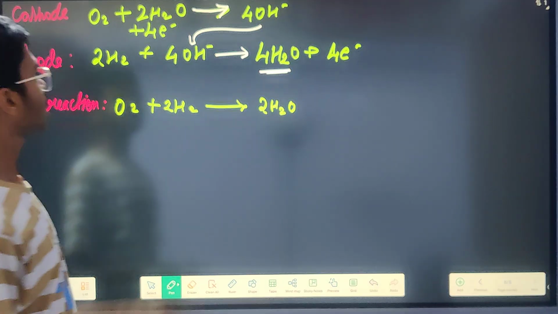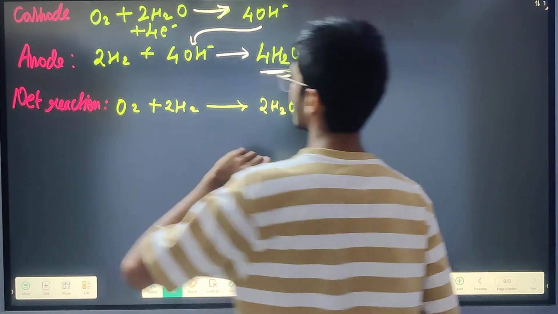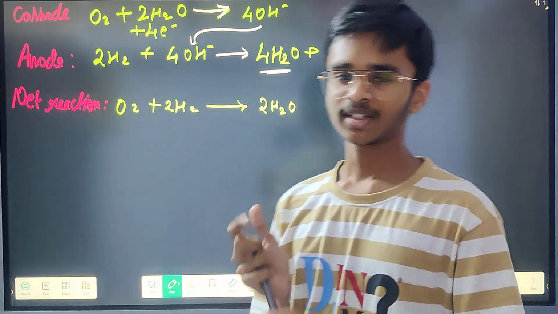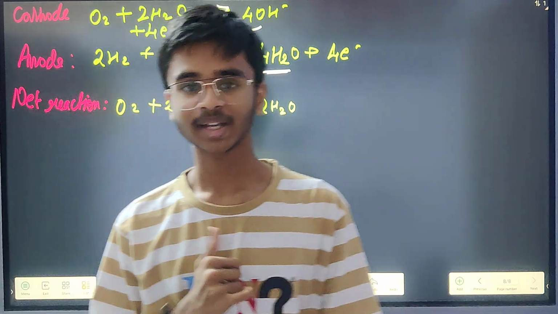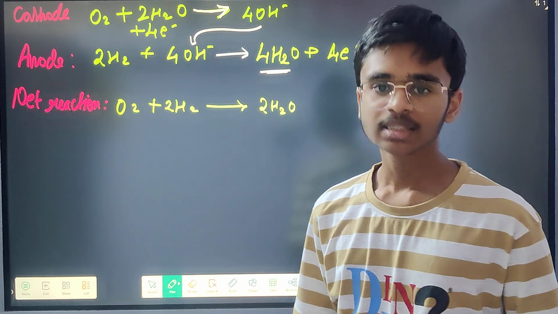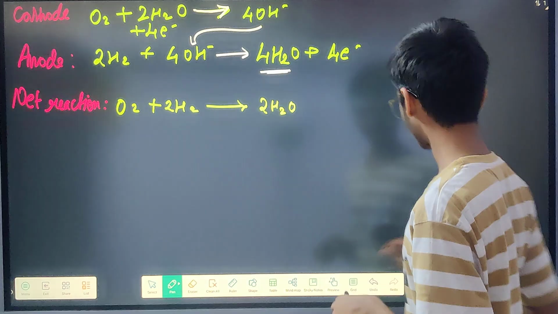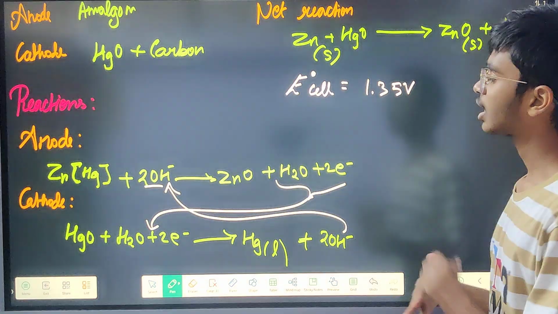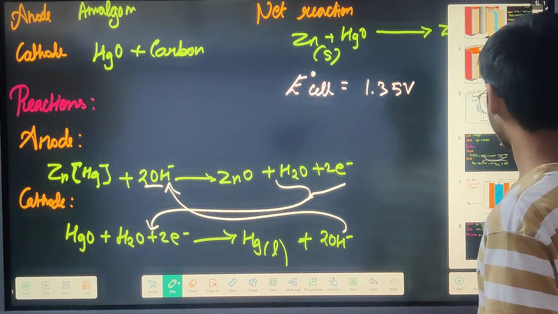Very simple reaction. But one thing you have to notice here is the role of OH minus, where OH minus represents the base, the electrolyte. In this reaction it is there, and in this reaction it is also there. Like that, it represents the electrolytic solution, which is the base.